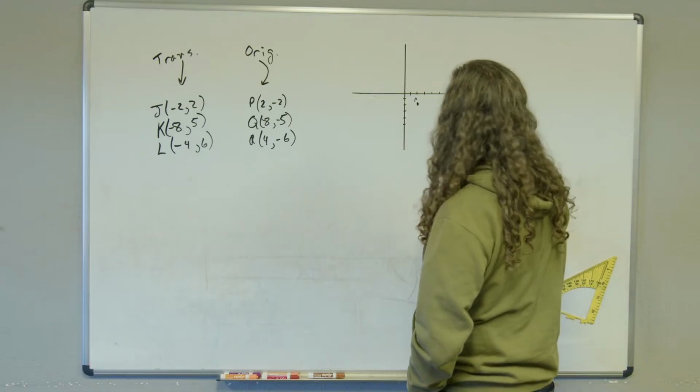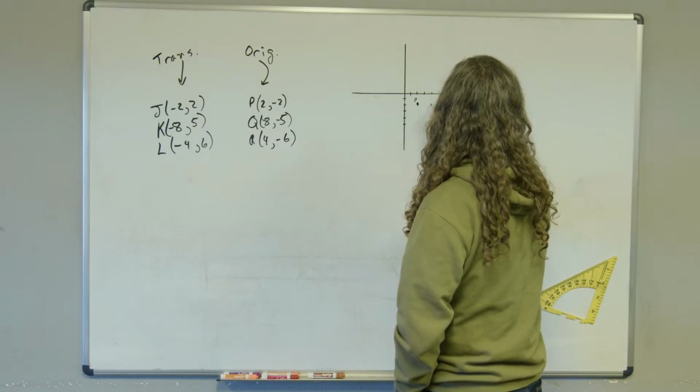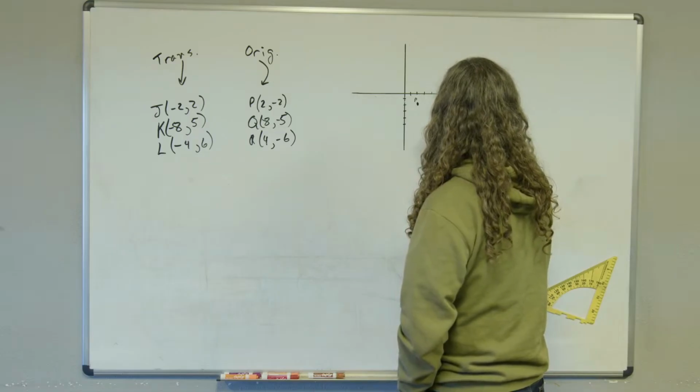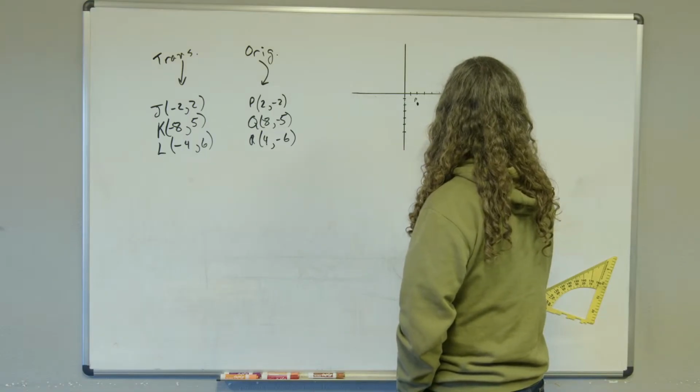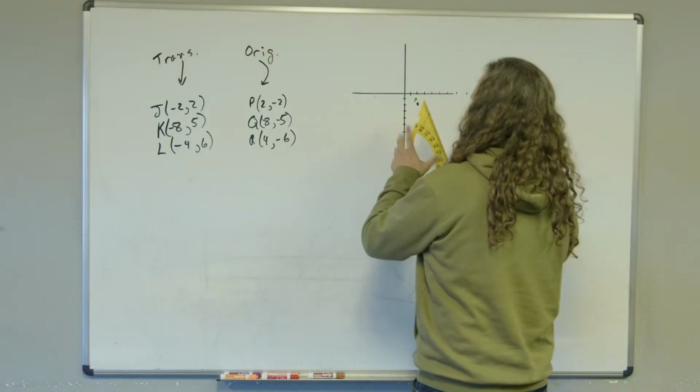And then R is at 4, -6. 1, 2, 3, 4, -1, 2, 3, 4, 5, and 6. Okay, so there's the original. Connect our dots. Oh, it's a triangle.